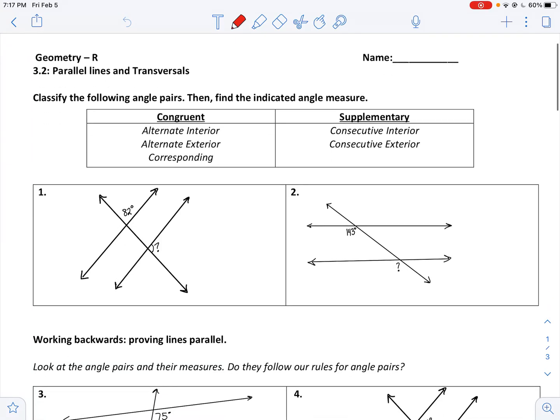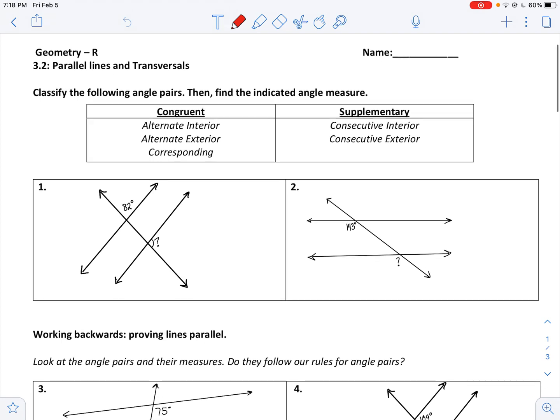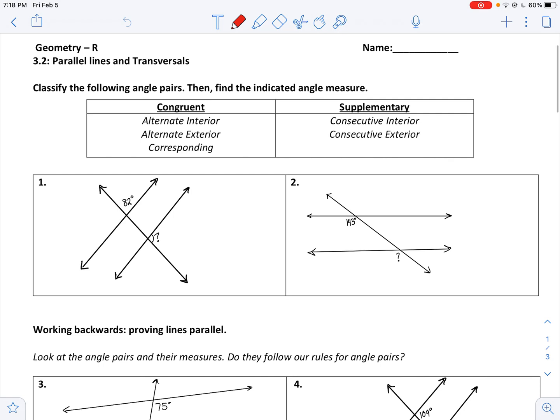Hey, good evening. We're going to talk about parallel lines and transversals. And our big objective for this video and for today's lesson was to work backwards and prove that two lines are parallel given some angle pair measures.